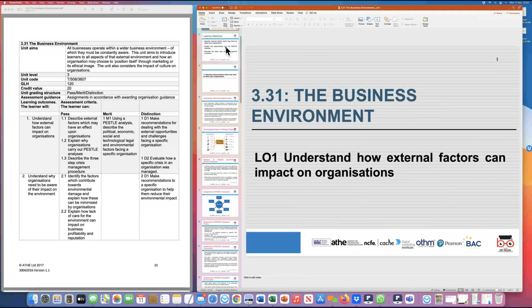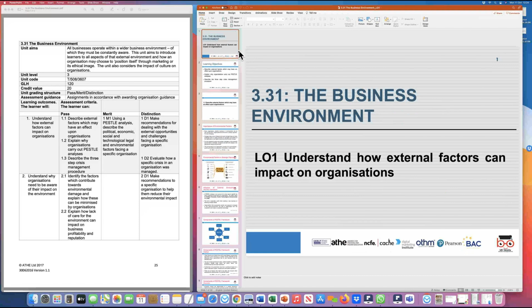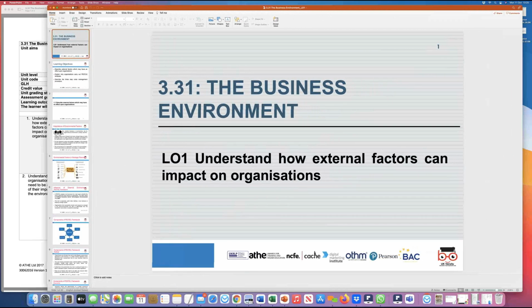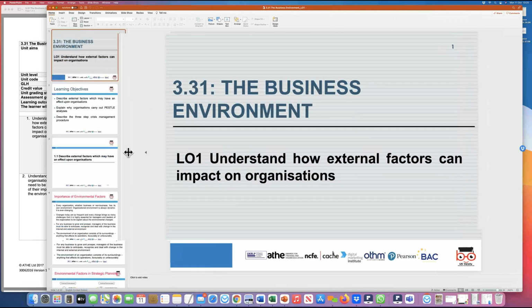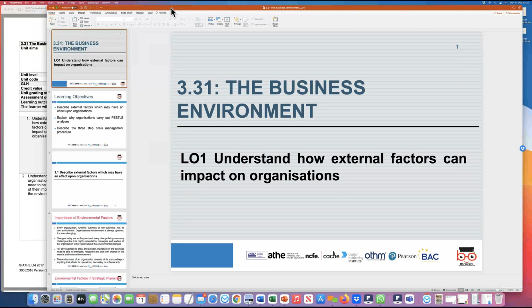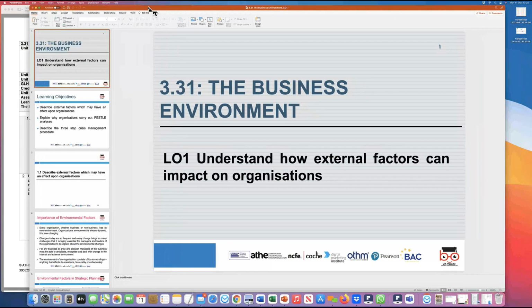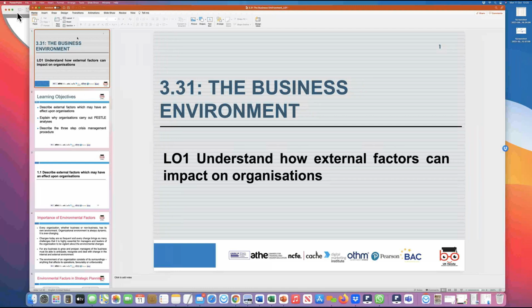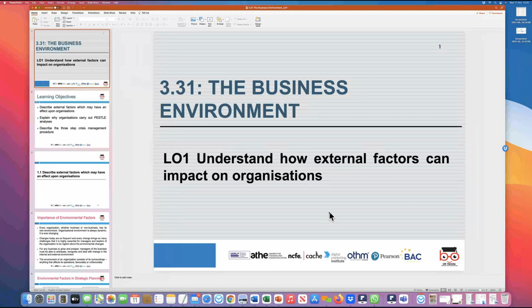Now, today, after this bit of introduction to the unit, we're going to focus on understanding some of the main assessment criteria related to how external factors impact the organization. I'm going to go through a few slides, which will give us an idea of the first learning outcome. If you have any questions or queries, just feel free to ask me at that point in time.